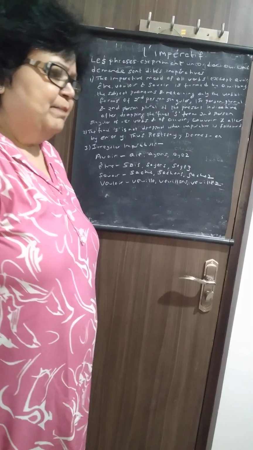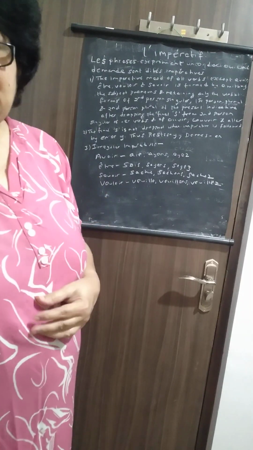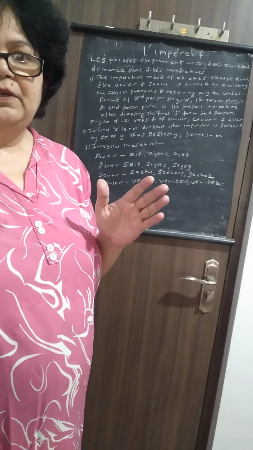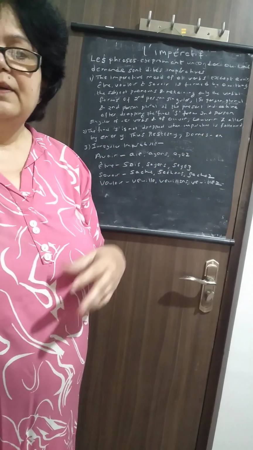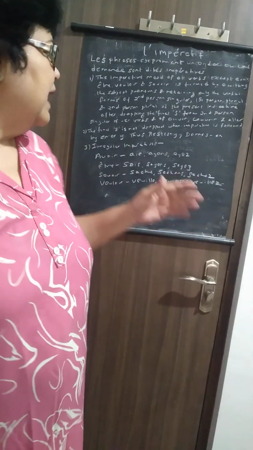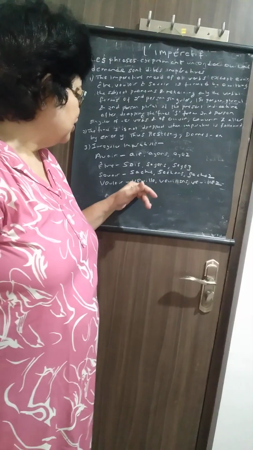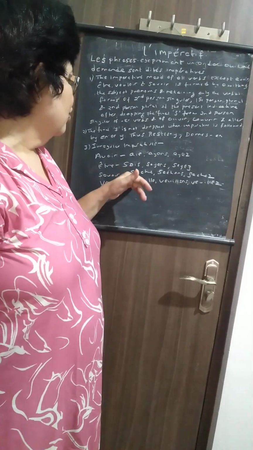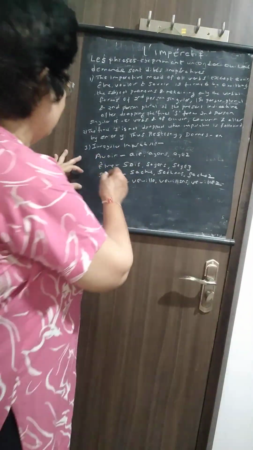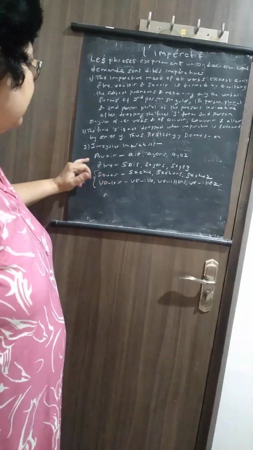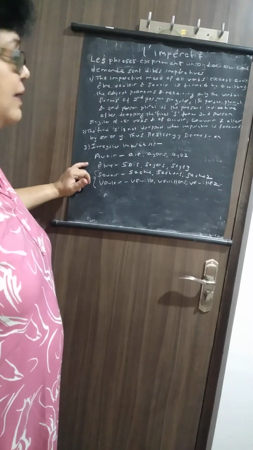Imperative mode is a sentence expressing a command or a request. Do your work. Let us do it. Vouloir is to wish. Savoir is to know. I have to give you these two verbs in the present tense also, savoir and vouloir. So, imperative mode is a command or a request.